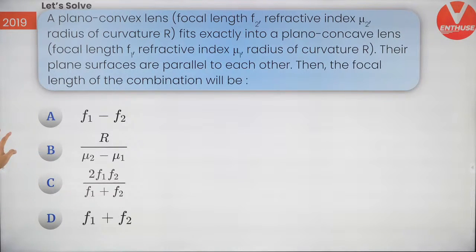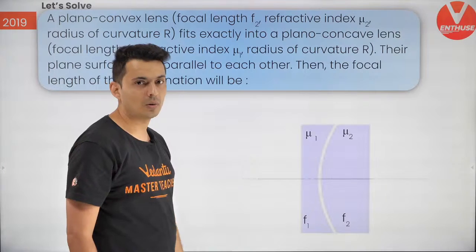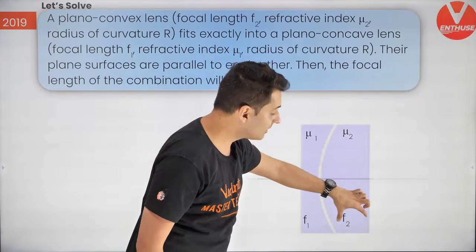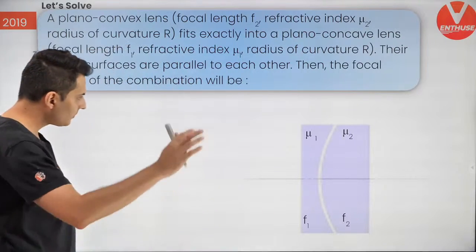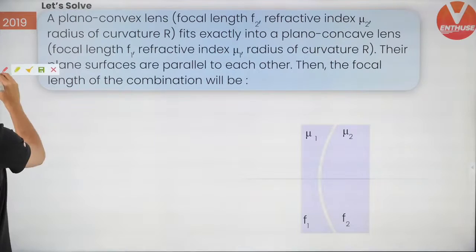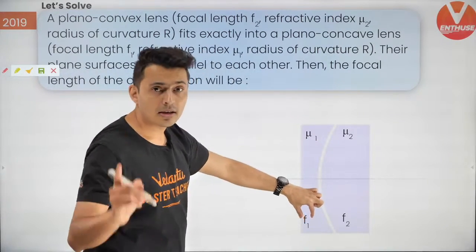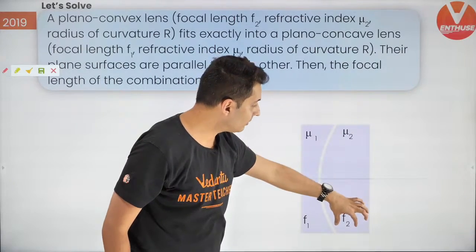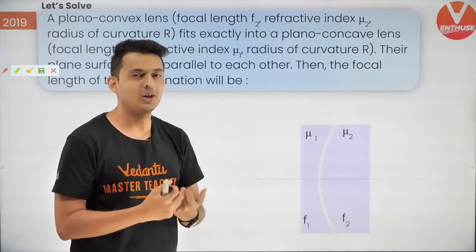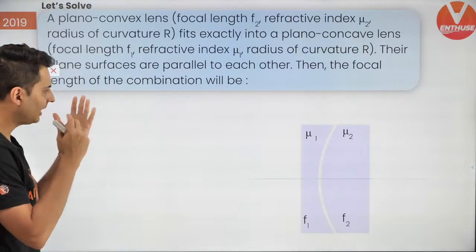Let's try and solve this. But for that, let's figure out the diagram first. This is how the diagram is going to look like. You can see there is a plano-concave lens, and on this side there is a plano-convex lens. Now let's see how do we solve this. First, let's figure out what is the focal length of the concave lens, then figure out the focal length of the convex lens. Since they are in contact, I can find the effective focal length by the power formula. So first I'll find f1 and f2.